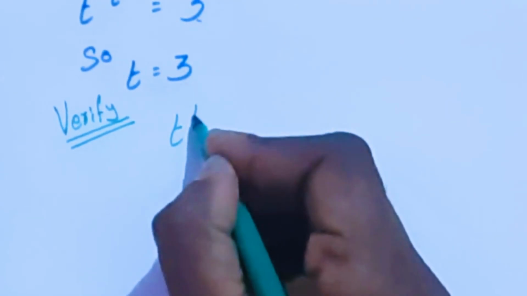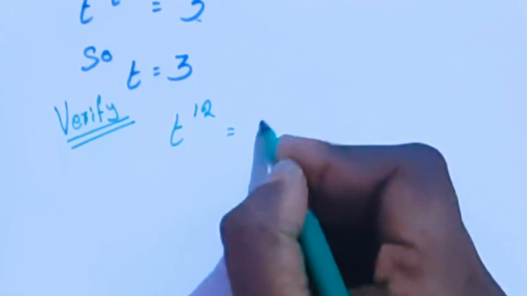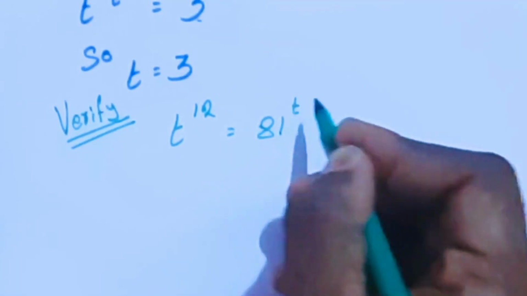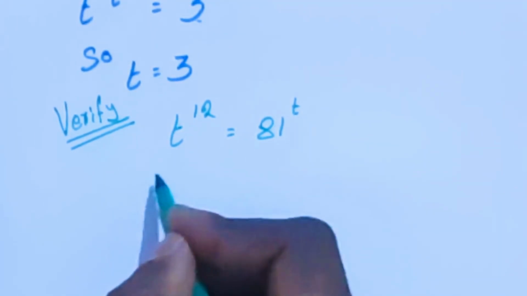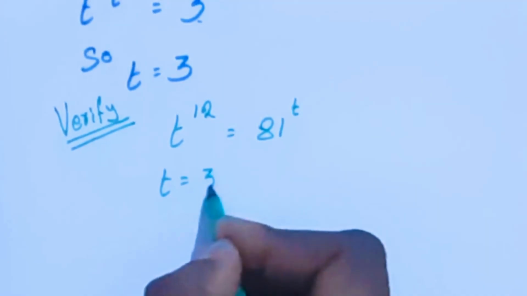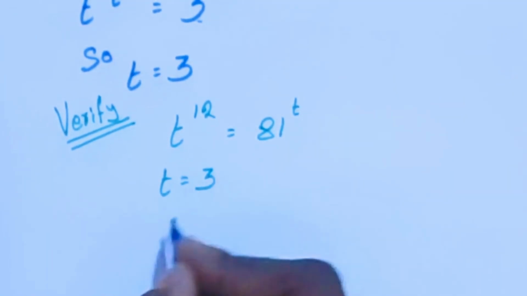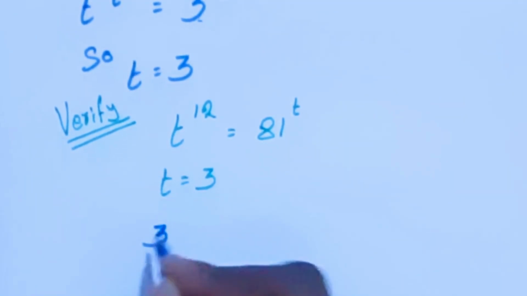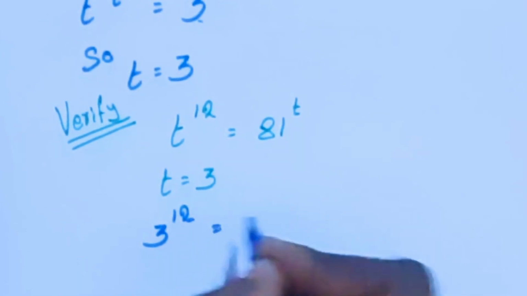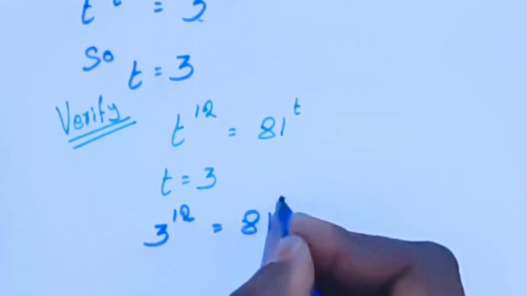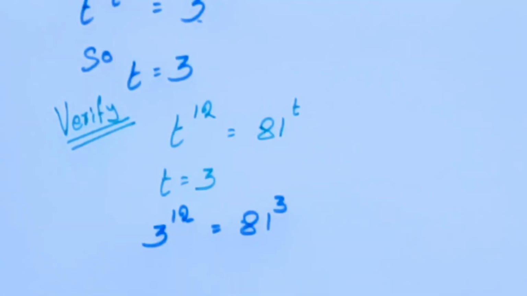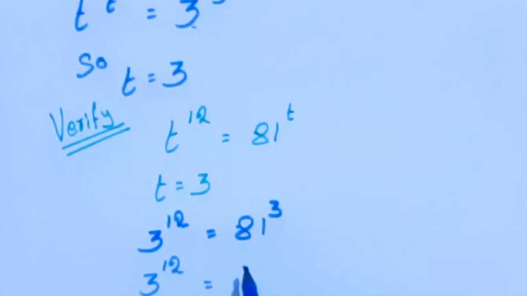t power 12 equal to 81 power t. Now t value here is 3. Applying this here, so 3 power 12 equal to 81 power 3. Now 81 can be written as (9 power 2) whole power 3.